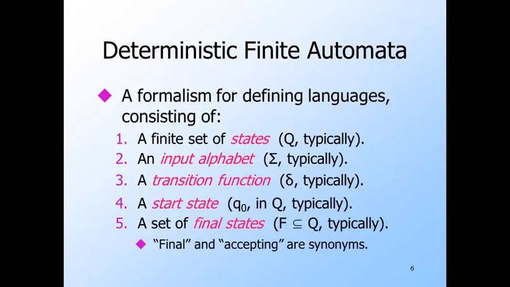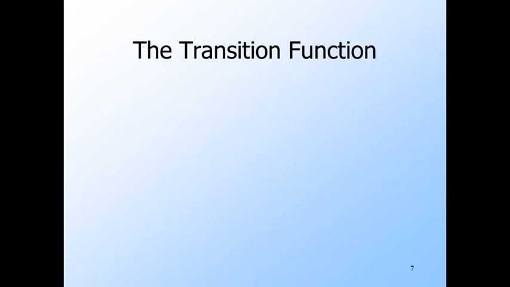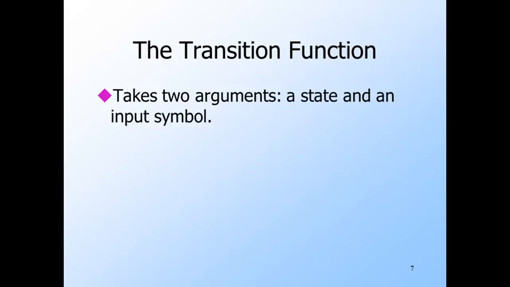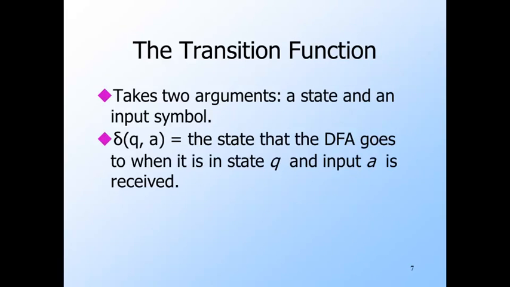And some of the states are designated final states, or synonymously accepting states. The final states are typically denoted F. The thing that makes the automaton work is the transition function. This function, usually denoted by delta, takes two arguments, a state Q and an input symbol A. It gives you back the state that the automaton goes to when it is in state Q and the next input symbol to arrive is A.